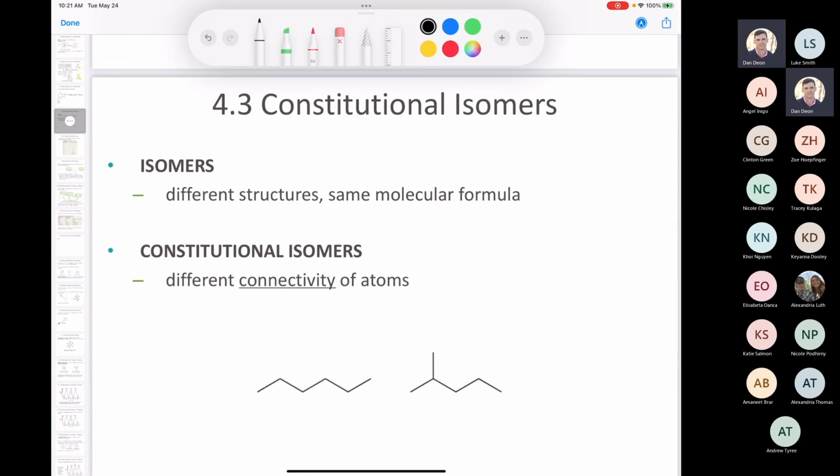Okay, I think we're going to take a short break and then we're going to come back and we're going to talk about constitutional isomers. Compounds that have the same molecular formula, however, have different connectivity of atoms.